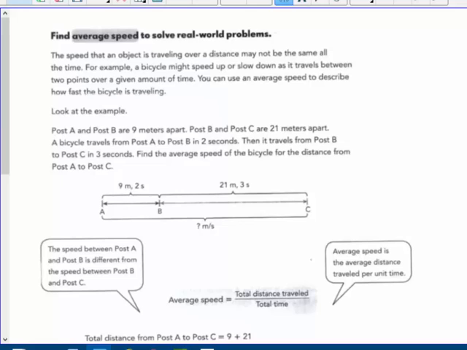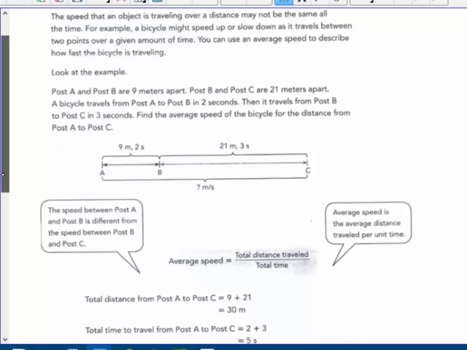Post A and post B are 9 meters apart. Post B and post C are 21 meters apart. A bicycle travels from post A to post B in 2 seconds. Then it travels from post B to post C in 3 seconds. Find the average speed of the bicycle for the distance from post A to post C.